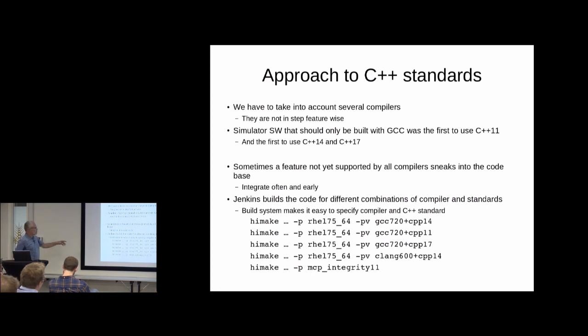And here I've just shown you some examples of how we use CMake to build the same code with different compilers and different standards. So we have some native builds here, and now specified GCC 7.2.0, and then Clang, and different standards. And at the bottom, how we use it for the missile computer.